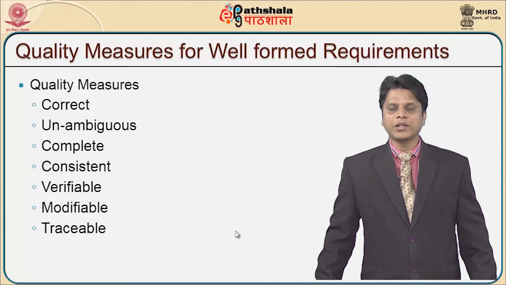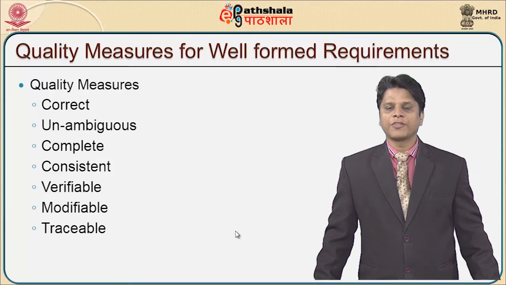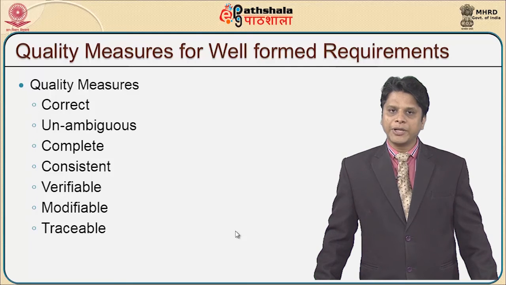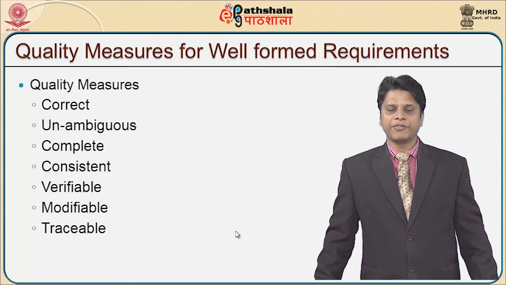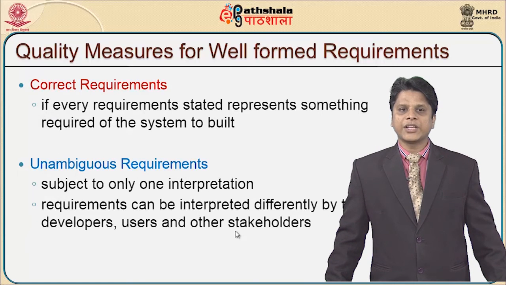But while working on this, there are some non-functional requirements that might pop in. So those are supposed to be the quality requirements, quality measures for well formed requirements, like whether these requirements are correct, unambiguous, complete, consistent, verifiable, modifiable and traceable. Let us look at each and every point in detail.